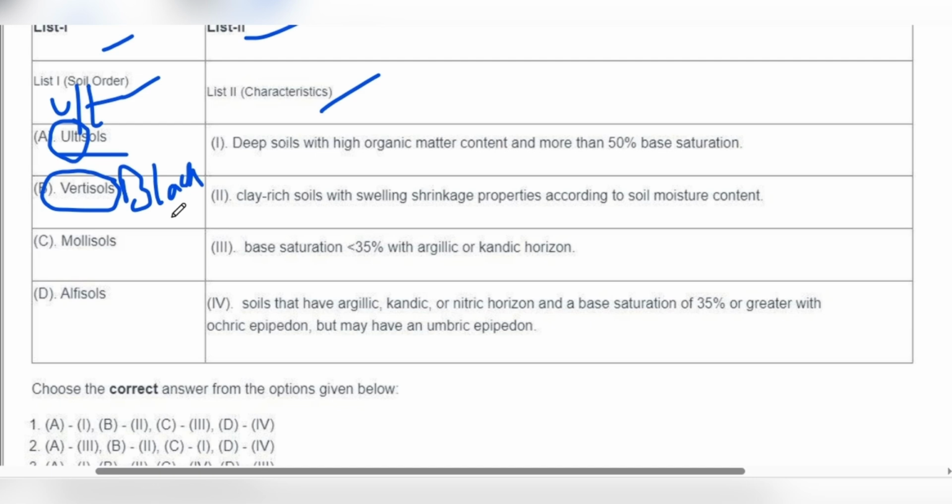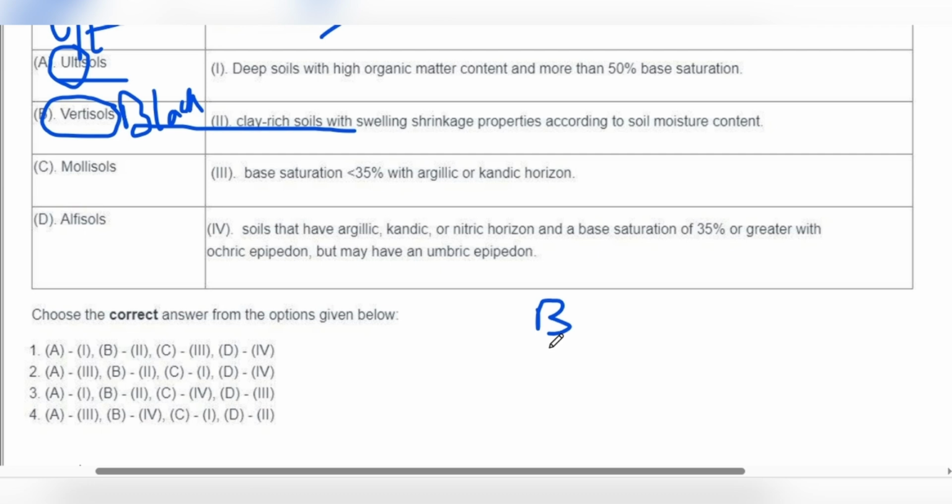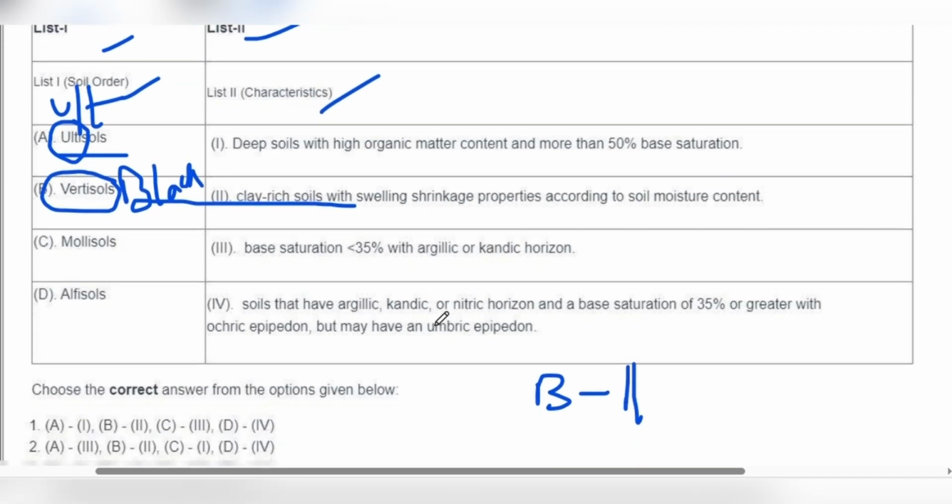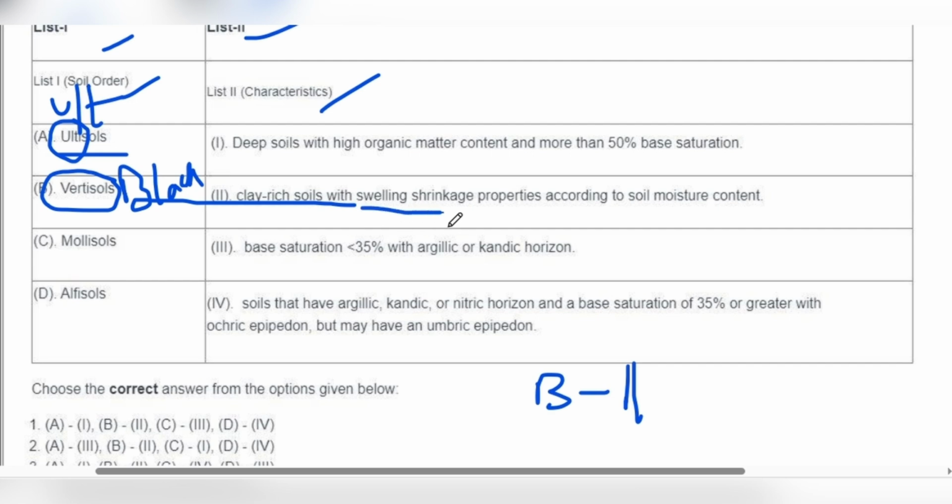So, vertisol, black soil, is clay rich soil with swelling shrinkage properties according to soil moisture content. So B is 2, that is confirmed. And fine, what are all the clay rich soils with swelling shrinkage properties? We know swelling shrinkage properties occur due to smectitic clay minerals like montmorillonite that are present in the vertisol.